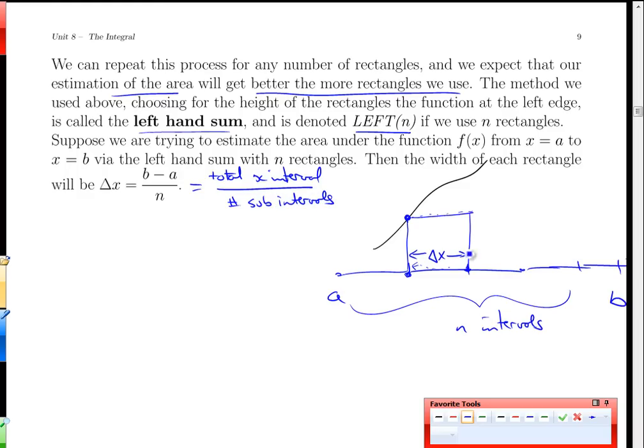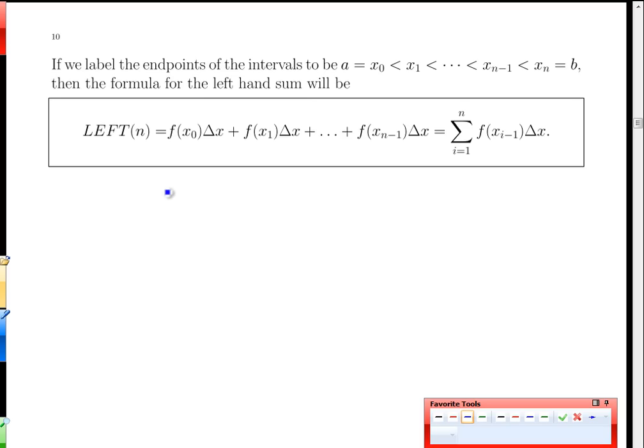That's how we can get the individual width of each size. So this is just taking a long thing and dividing it into n pieces. With that in mind, we can get a formula for how we would calculate that left-hand sum, or that area approximation, without having to draw it.